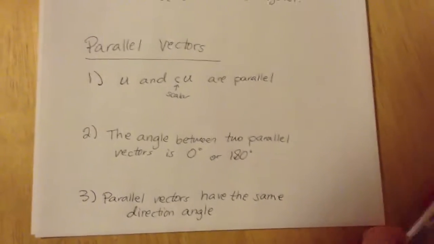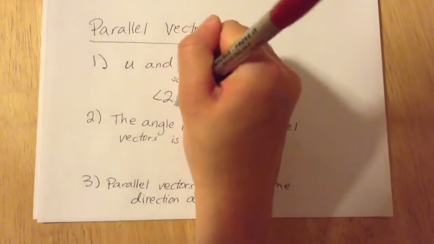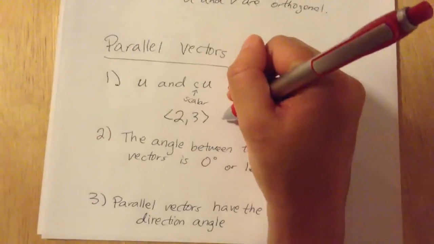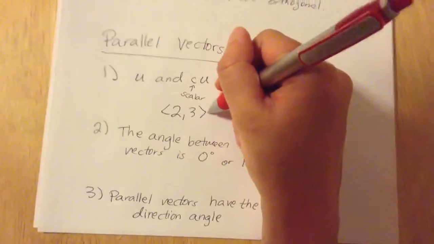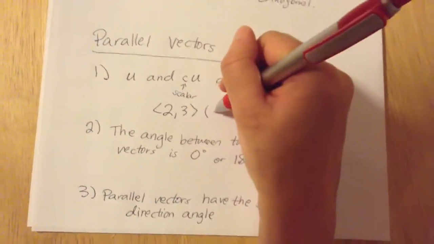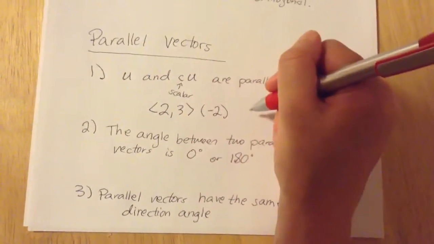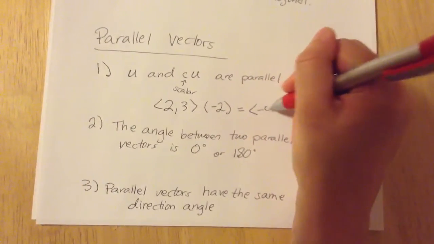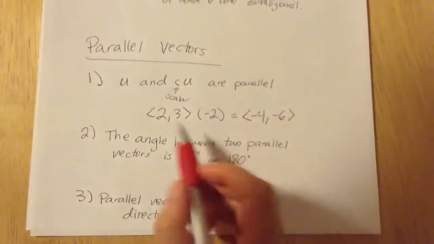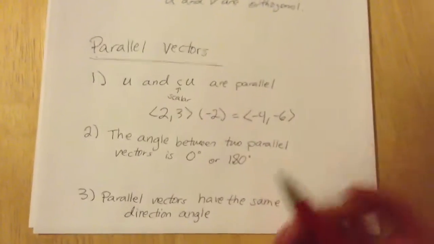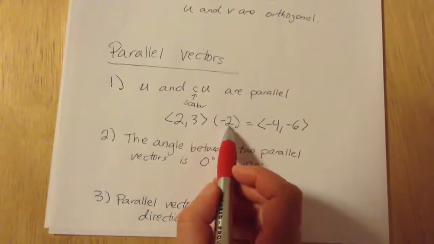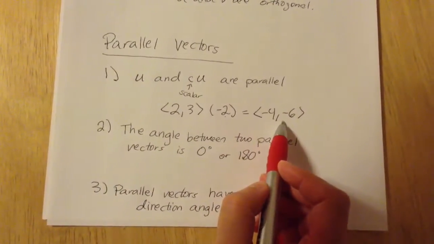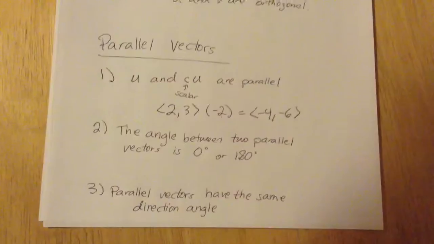So for example, the vector 2, 3, if you just multiplied it by a random number, you could pick any number you'd like. If I multiplied that vector by, let's say, negative 2, that's a scalar number. I would get the vector negative 4, negative 6. Those two vectors are parallel. So if you can find a scalar number that you can multiply by the first vector, to get to the second vector, they are parallel.